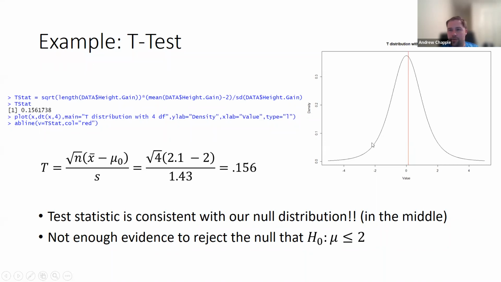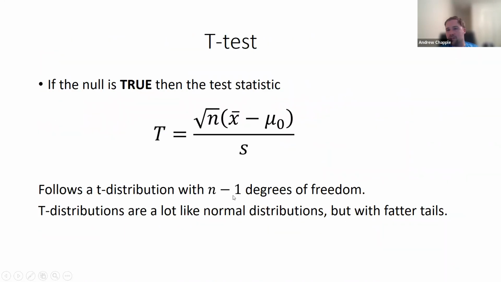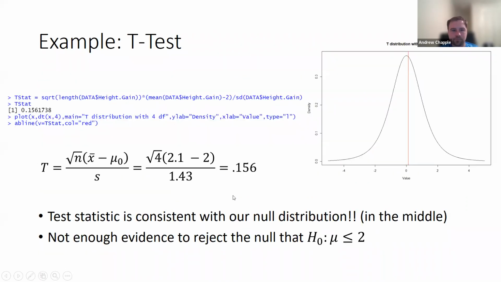Now what I'm going to do here on the right is plot what a t-distribution looks like with 4 degrees of freedom. Why is it 4 degrees of freedom? Because I have 5 data points, and your test statistic follows a t-distribution with n-1 degrees of freedom. So it'll have 4. Whenever I plug in these numbers, I end up getting 0.156. You can see this calculation down here below, but I just did it in R up here. And then I'm going to plot where my test statistic is.